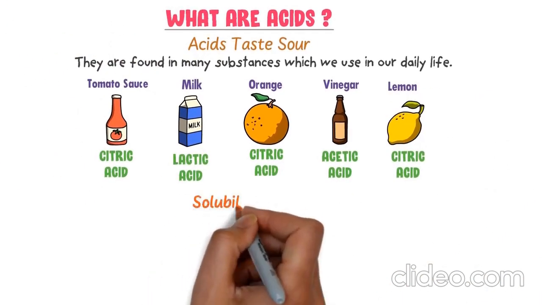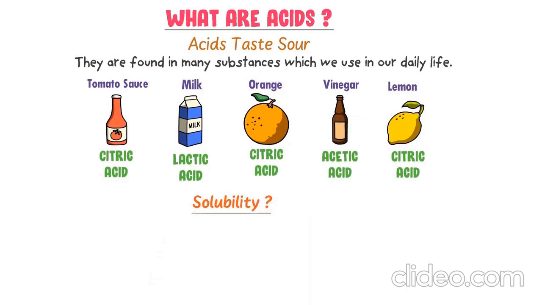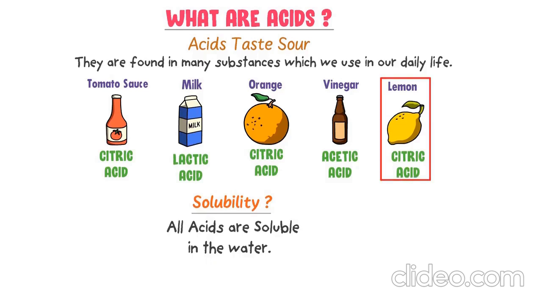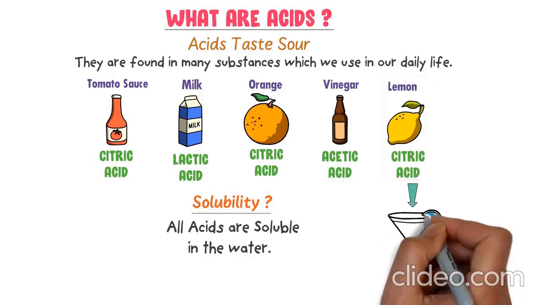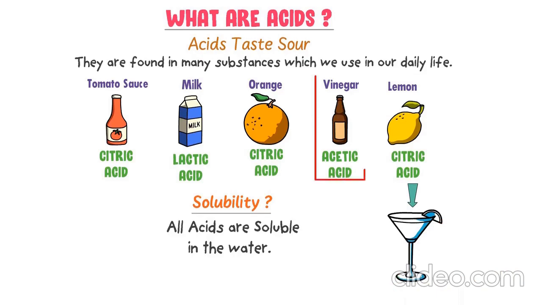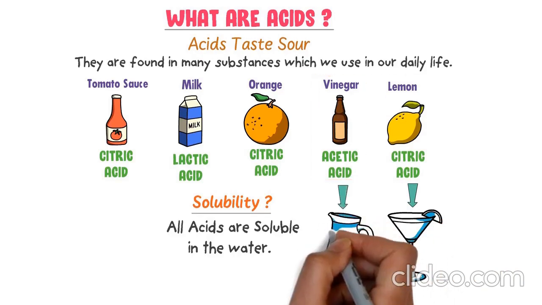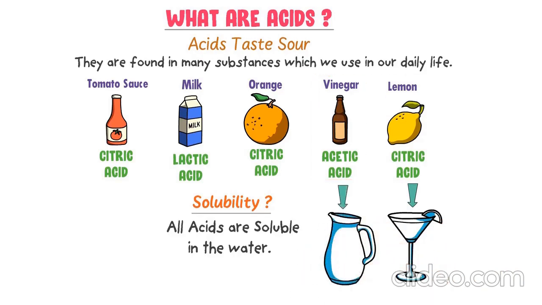What about the solubility of acids? Usually, all acids are soluble in the water. For example, lemon contains citric acid and it is soluble in water. Vinegar contains acetic acid and it is also soluble in water.